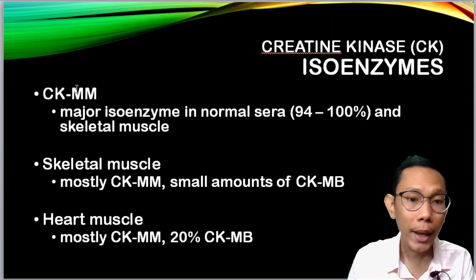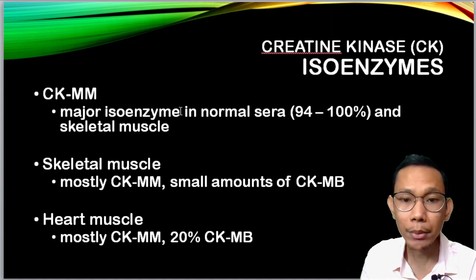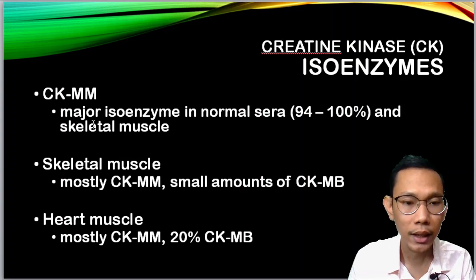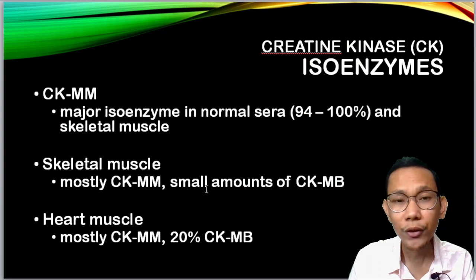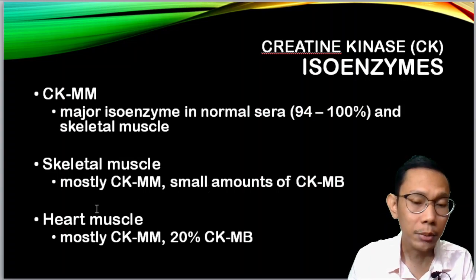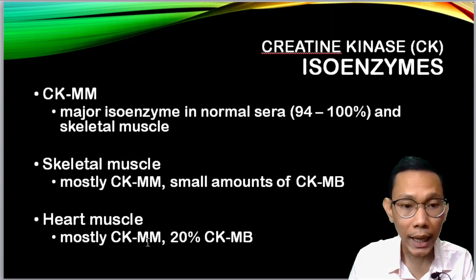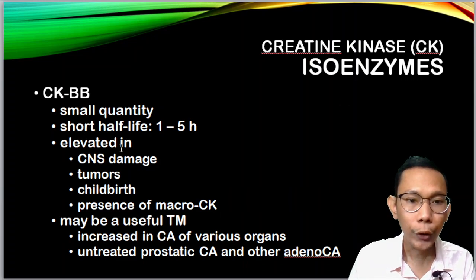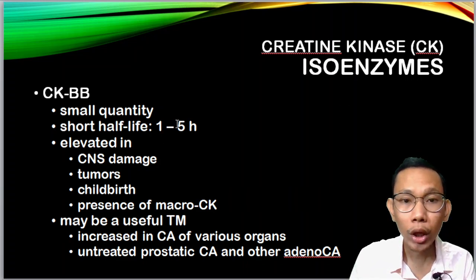So your CKMM is the major isoenzyme in normal sera, around 94 to 100%, and skeletal muscle. Your skeletal muscle is mostly CKMM, with small amounts of CKMB. Your heart muscle is mostly CKMM and 20% CKMB. For your CKBB, only a small quantity can be found inside your body.